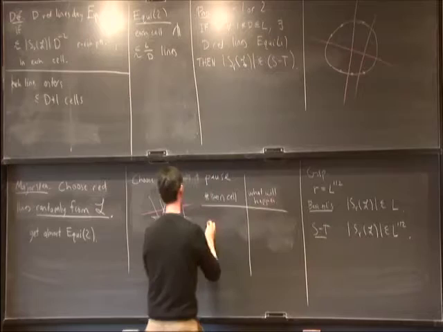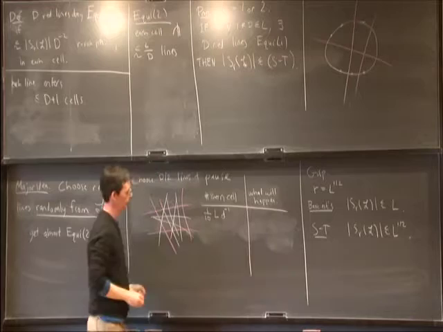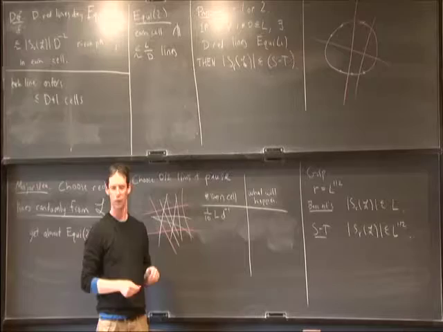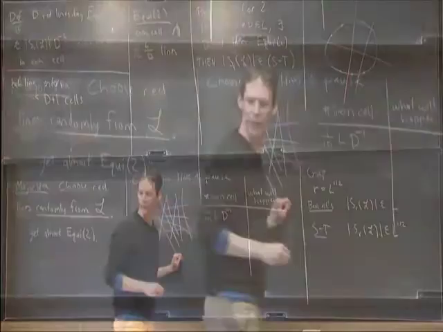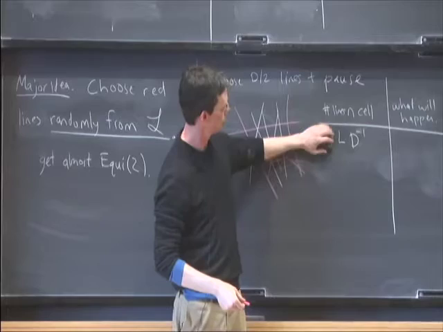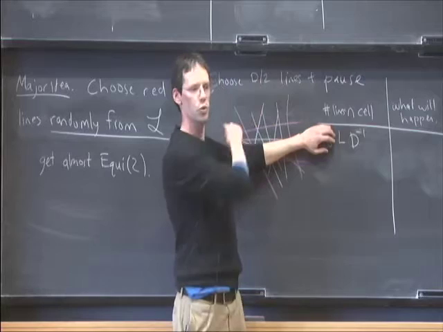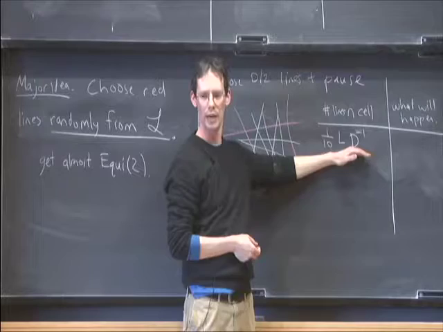OK, so one number I'd like to consider is 1/10 of L over D. If there are 1/10 of L over D lines, then the odds... Yeah, little d is big D. Thanks, Avi. So if there were L over D lines, then on average, I would choose about one of them, or half of them, when I choose D over two more red lines. So if there's 1/10, then there's a 95% chance I won't choose any of them. This cell will likely survive.